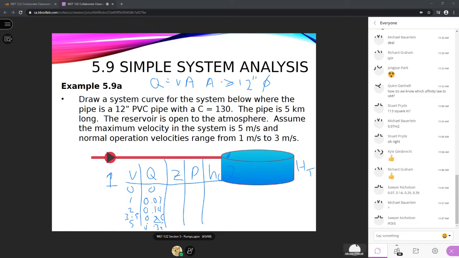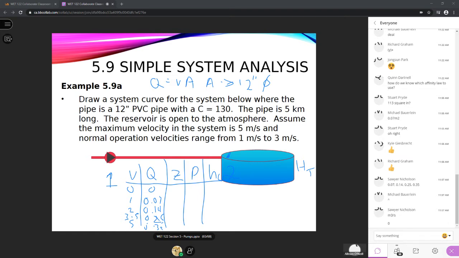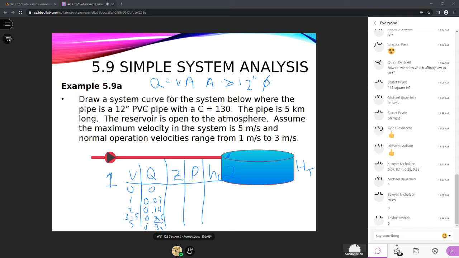Now, what is the elevation head that this pump is having to lift the water to? And it's not a trick question. Yeah, it's 0. So we basically have 0. Our pump has to do no work lifting the water.